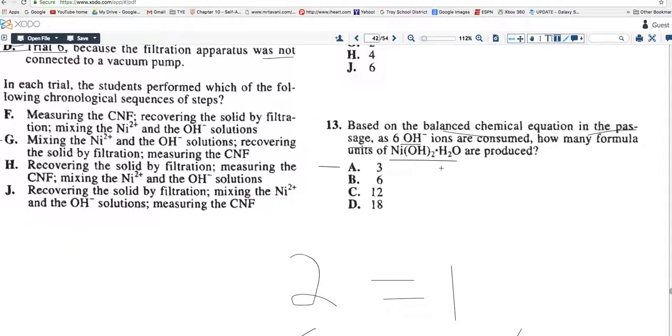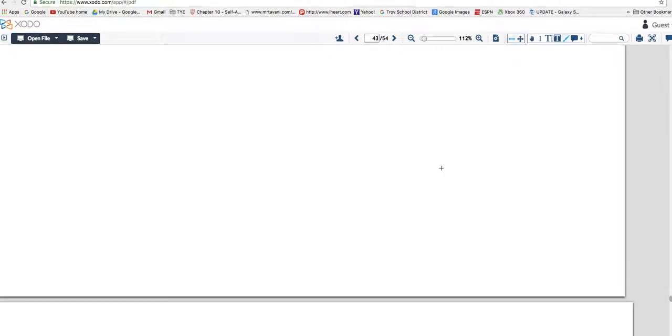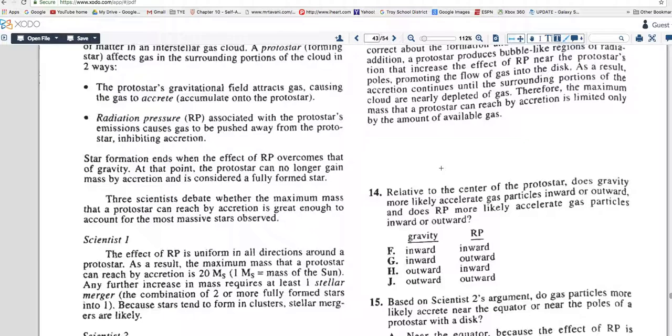All right, let's go on to this passage. I hate this one, but let's do it. Who wants to do 14? Yeah, Rohit.